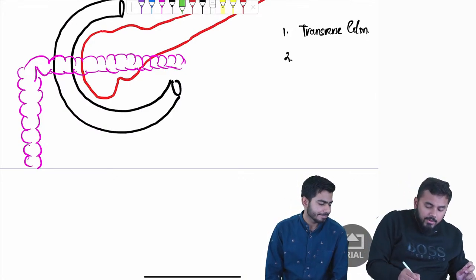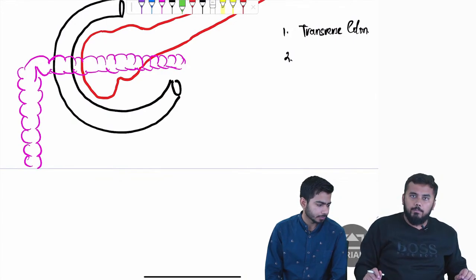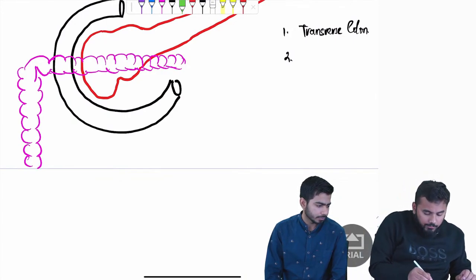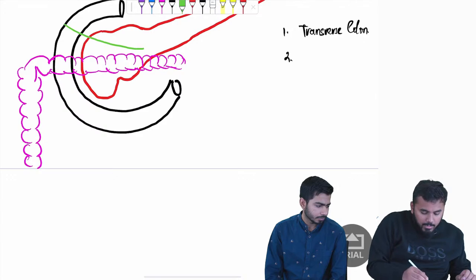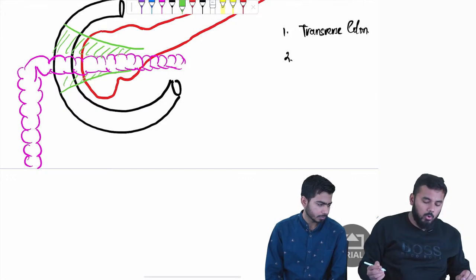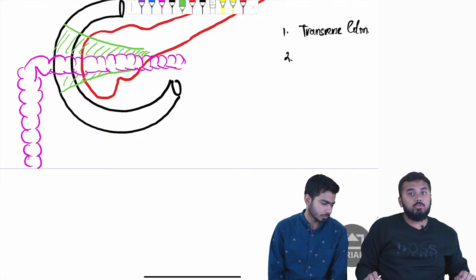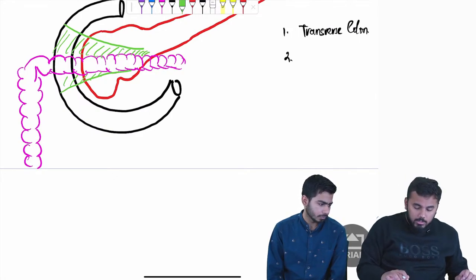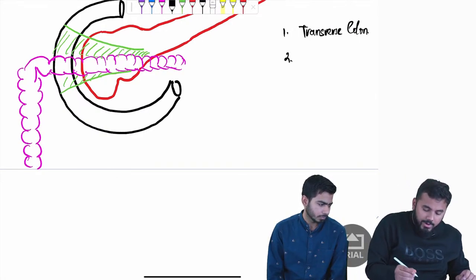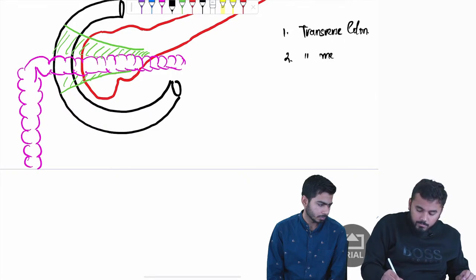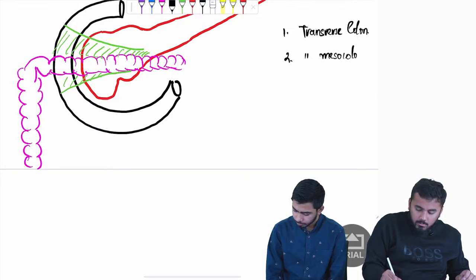Second important thing is that we have got a layer of omentum, right? So if you can look here, this part of the omental membrane or the omentum, you call it as transverse mesocolon. So this green part is called transverse mesocolon. Okay. So the second one is your transverse mesocolon.